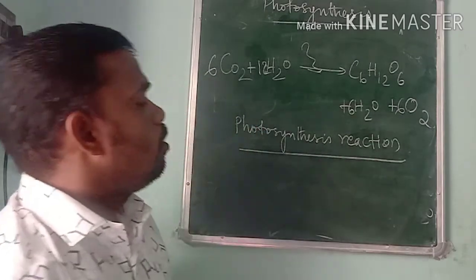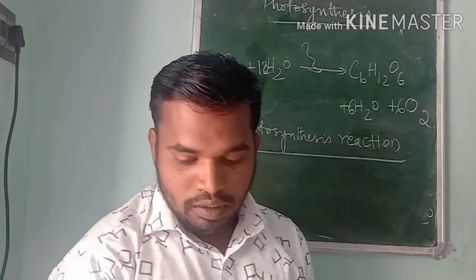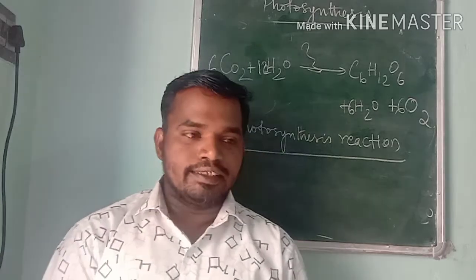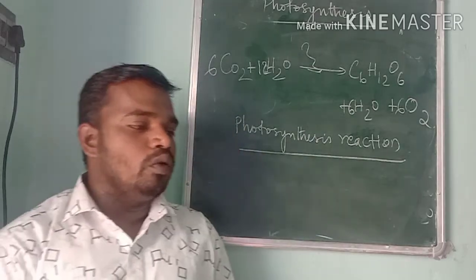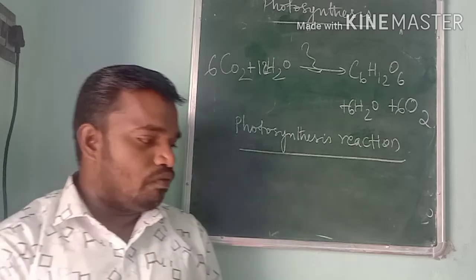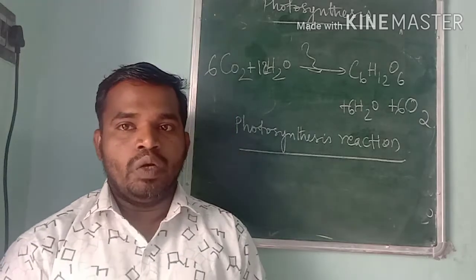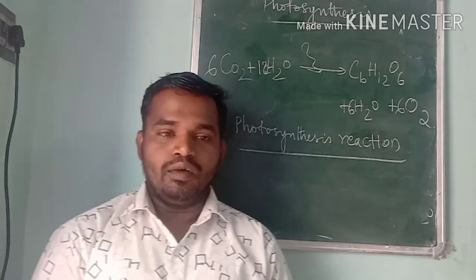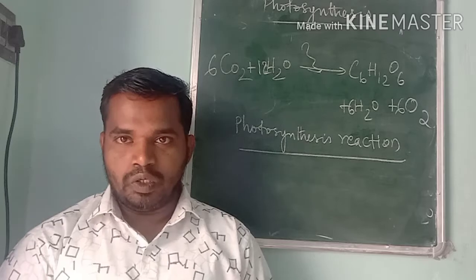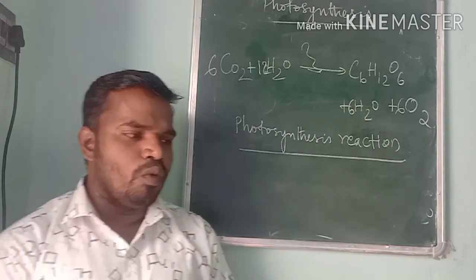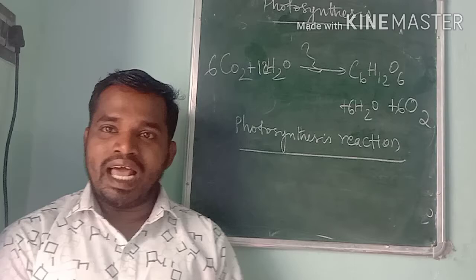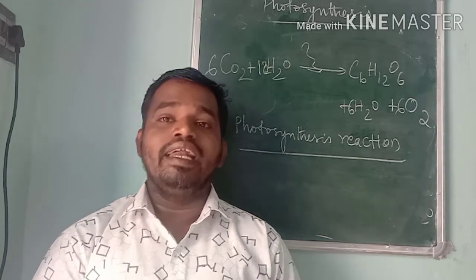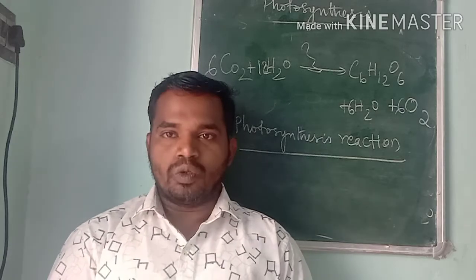So 6H2O plus 6CO2. Thereby we are very clear how the hydrogen donors come, which spectrum of light is used by photosynthetic plants, and how glucose is produced. Our doubt is now very clear. First, plants alone prepare food materials, so green plants are known as autotrophic plants, or autotrophs.